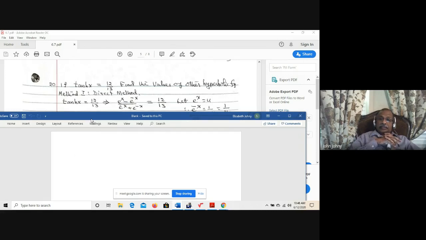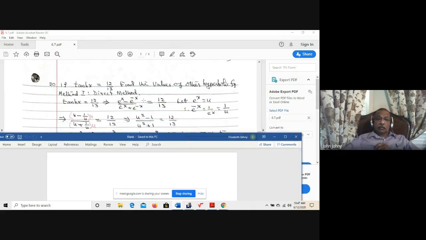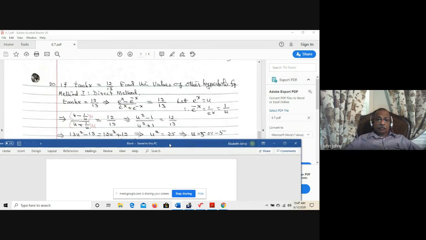Let e to the x is equal to u, so e to the negative x is 1 over u. So this becomes u minus 1 over u divided by u plus 1 over u. Multiply both numerator and denominator by u. You get u squared minus 1 divided by u squared plus 1 is equal to 12 over 13. Now you cross multiply. 13 u squared minus 13 is equal to 12 u squared plus 12.